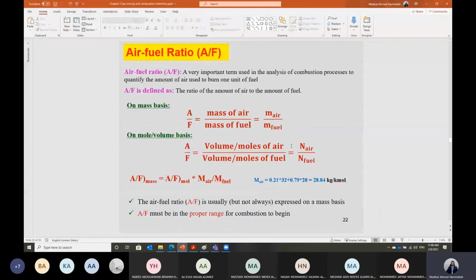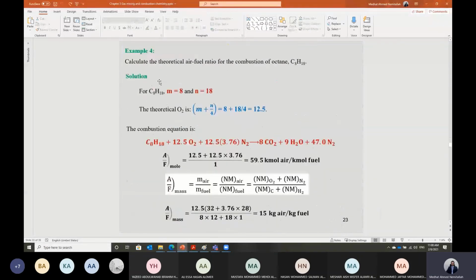The air-to-fuel ratio by mass and the air-to-fuel ratio by volume, and the difference between both of them is the molecular weight. Here is an example, Shabab. He said calculate the theoretical air. When he says theoretical or stoichiometric, that means lambda, or excess air factor, is equal to what? Equal to 1 in this case. And the equivalence ratio is equal to 1.